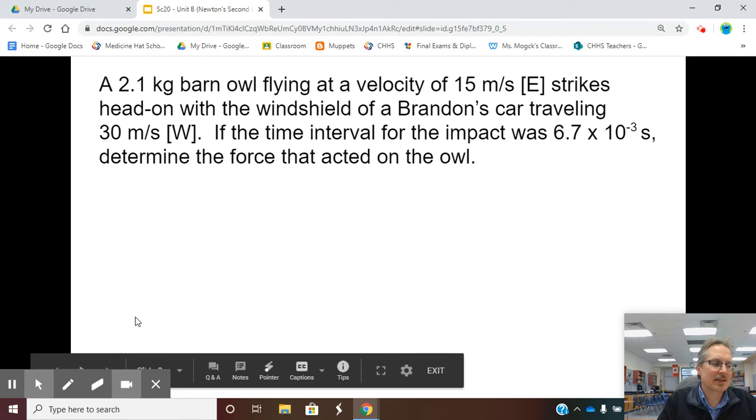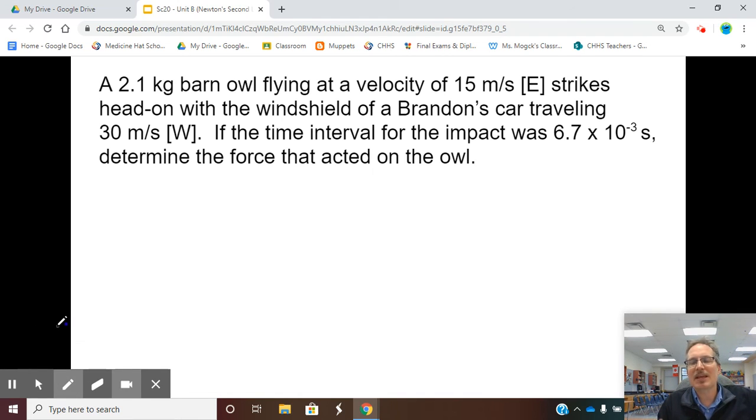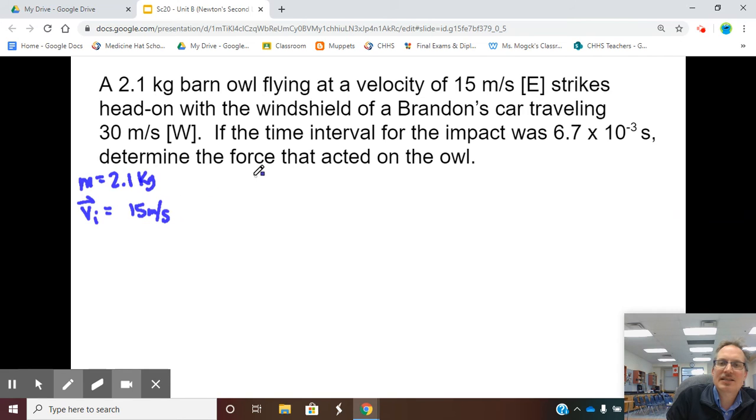So I would like to look at a barn owl. That's a perfect example because I always keep saying, for instance, when an owl actually does something, he does not change mass. So his mass is the same. My owl has a mass of 2.1 kilograms, flying at a velocity of, so that means his initial velocity was 15 meters per second. Since it's east, I'm going to make that positive.